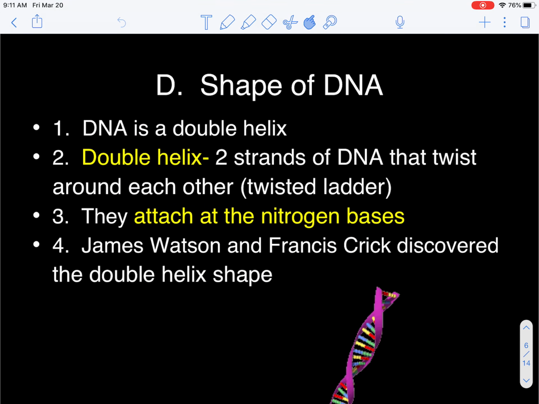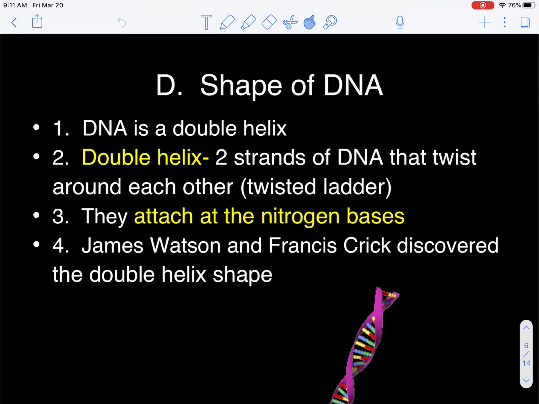So the shape of DNA, so DNA is a double helix. That was in your questions 1 and 2 when it asked you how many strands you saw in the images. So it's a double helix. It's 2 strands of DNA that twist around each other. We call it a twisted ladder. They are attached at the nitrogen bases.